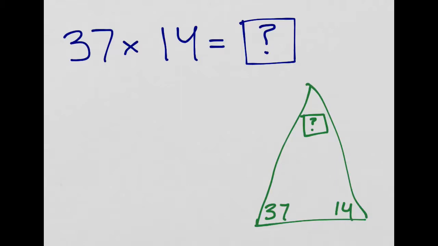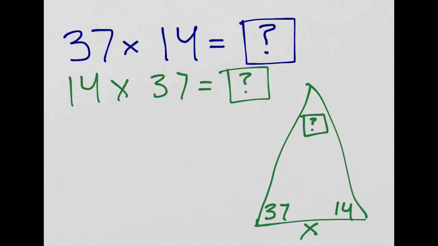All right, so we know they multiplied 37 times 14 to get to our mystery number. We can also multiply in the opposite direction. So I could take 14 times 37 to get to the mystery number. So those are the two multiplication equations we can make. We can also think in terms of the inverse operation, or the opposite of multiplication. We know the opposite of multiplication is division.